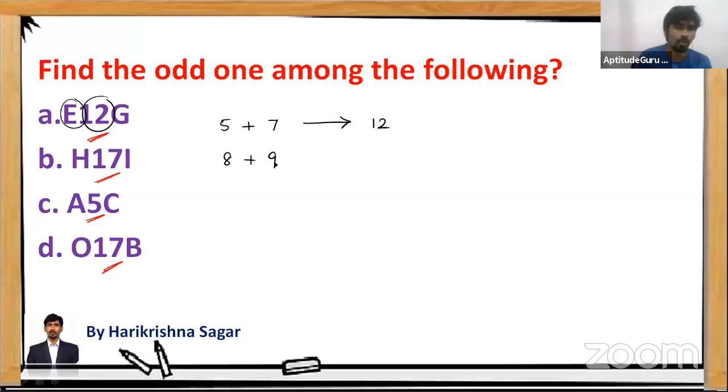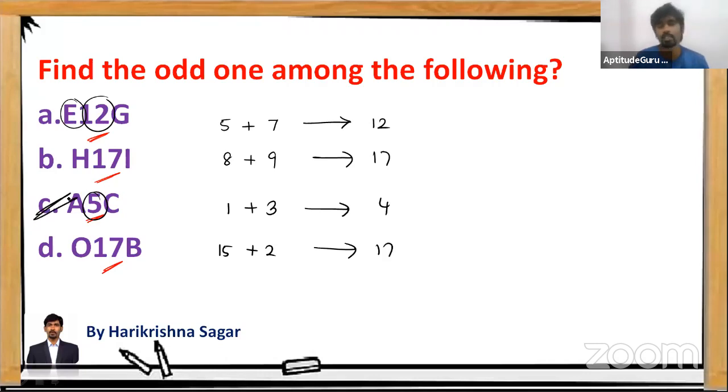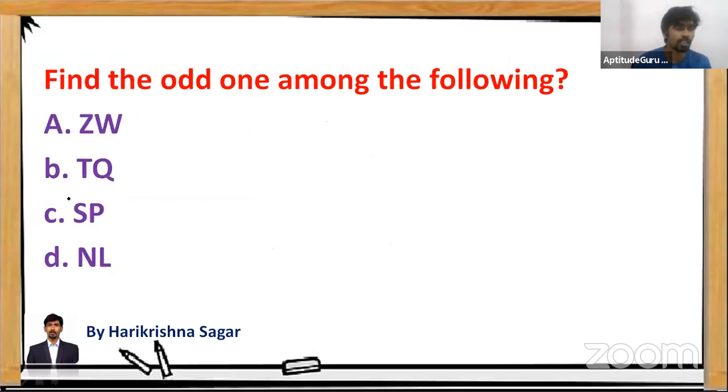What is A? 1. What is C? 3rd alphabet. What is the answer choice? It is going to be 4. But they've given it as 5. Keep it in mind. What is O? 15. What is B? 2. What is the value? 17. But they've given it like this. So what is the answer choice? Answer must be option C because that's not matching with 4. Look at one more question which is available on the screen.